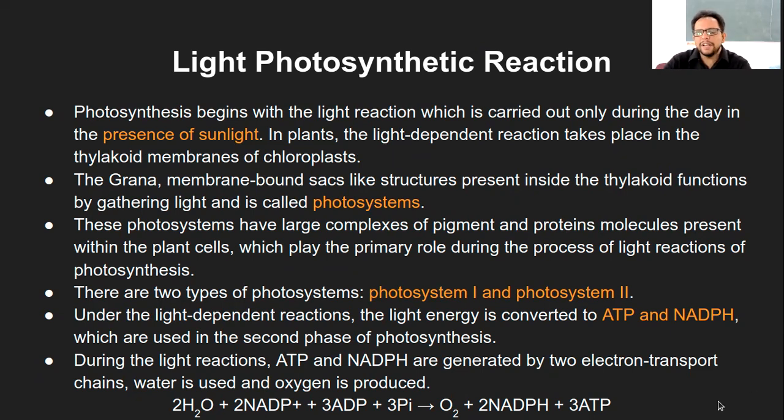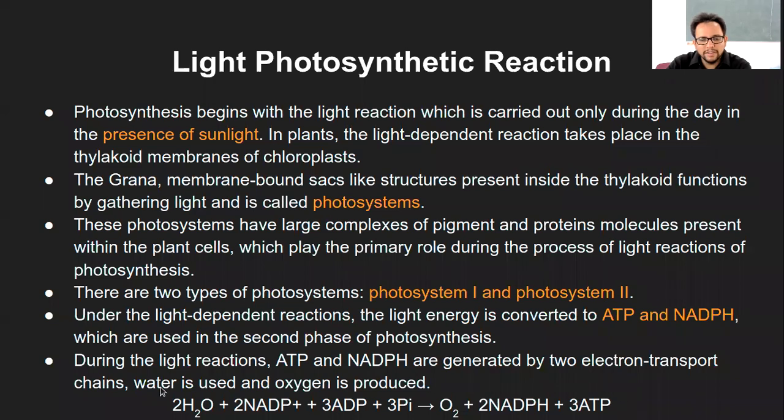So there are three different energy molecules, out of which two molecules, that is ATP and NADPH, are synthesized or produced in the light dependent reaction, or light photosynthetic reaction. These molecules are used for the second phase of photosynthesis, that is the dark photosynthetic reaction. During the light reaction, ATP and NADPH are generated by the electron transport chain, and water is used and oxygen is produced.